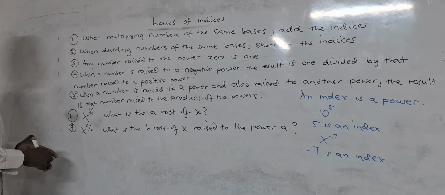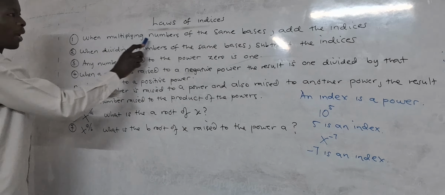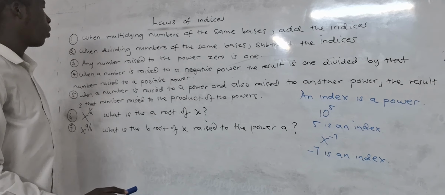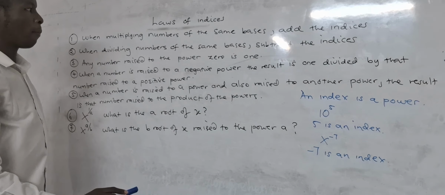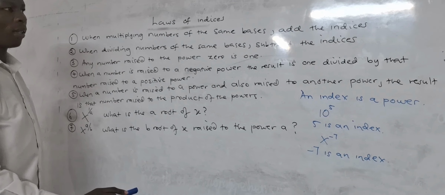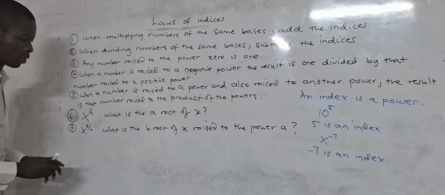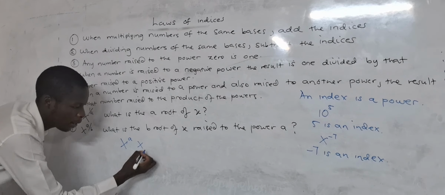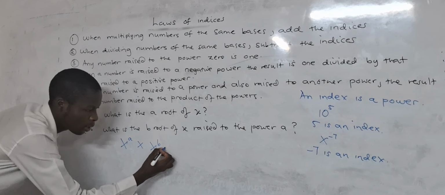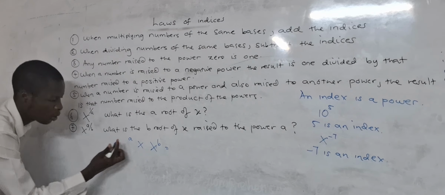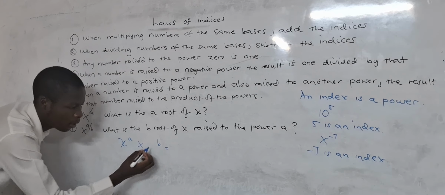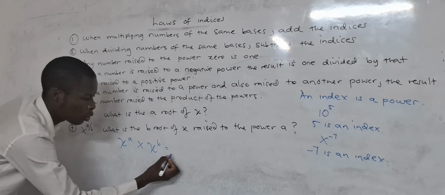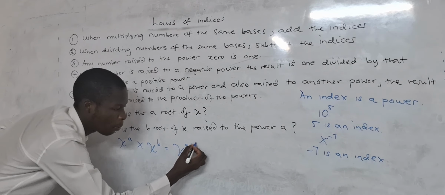So this is the first law. When multiplying numbers of the same base, add the indices. So mathematically, what is the meaning of this? x to the power a multiplied by x to the power b is equal to x to the power a plus b.